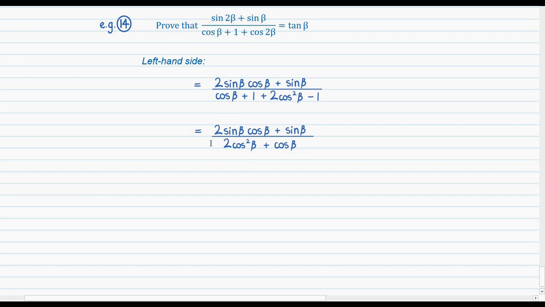Then notice that in both the numerator and the denominator there's a common factor, where in the numerator it's sine beta and in the denominator it's cos beta. So we can factorize these out respectively, giving sine beta times (2 cos beta plus 1) over cos beta times (2 cos beta plus 1). And since these are the same, we can cancel them off, finally giving sine beta over cos beta, which of course is just the same as tan beta. And then we can just flex that we've answered the question by concluding it with a 'hence proved'.